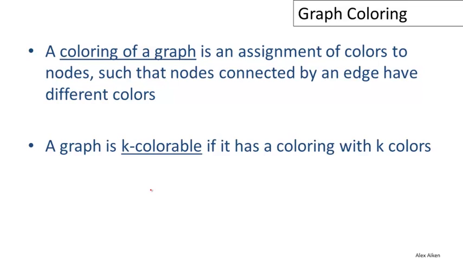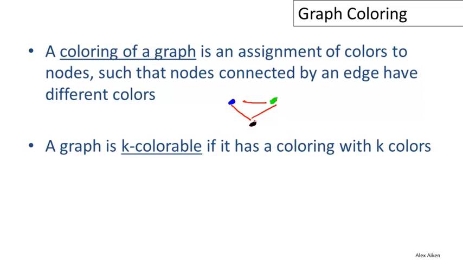A graph coloring is an assignment of colors to nodes such that the nodes connected by an edge have different colors. So if I have a graph, let's say with three nodes and it's fully connected, so every node is connected to every other node, then a coloring of this graph would be an assignment of colors such that every pair of nodes that are connected by an edge have a different color. So for example, I could color this node blue, and I could color this node green, and I could color this node black. Okay, and then that would be a valid coloring of the graph because each pair of neighbors has a different color.